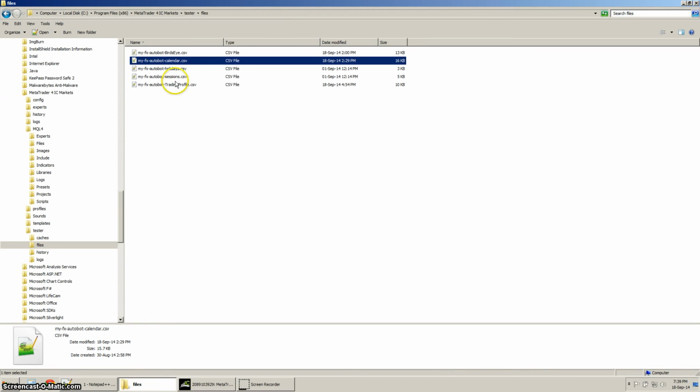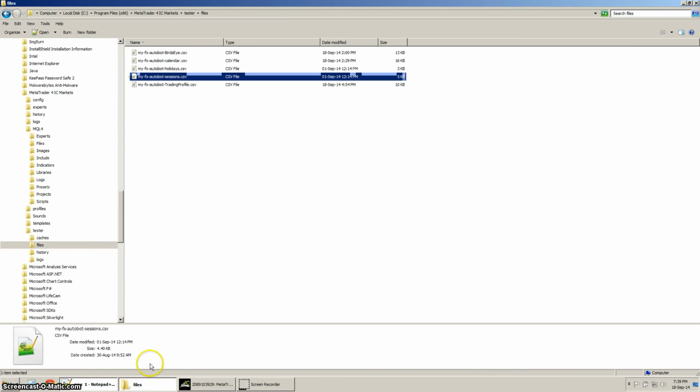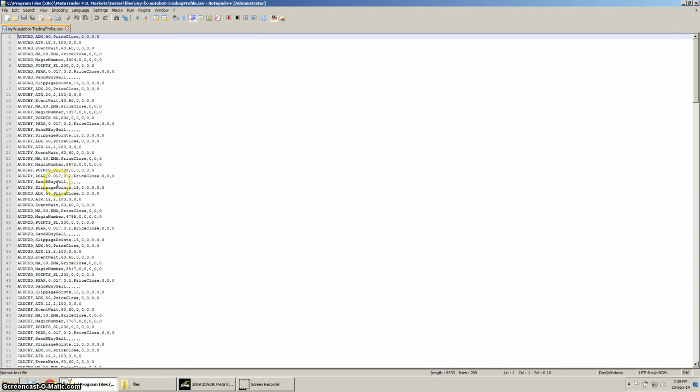The other important file, the other one that if you want to use session times you can use, it's basically a set of pairs for the particular day of the week you want to trade on, and these are specific to your terminal server broker's time in MT4. But the most important file is the trading profile. The trading profile determines what parameters to use when running the bot.